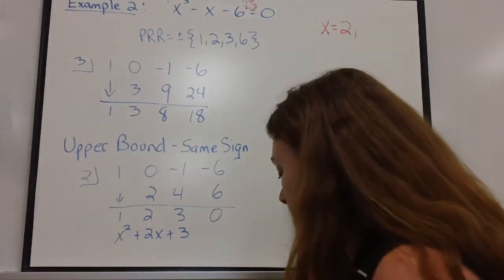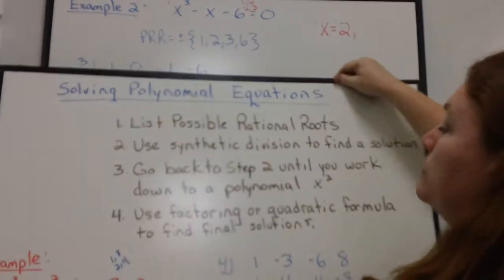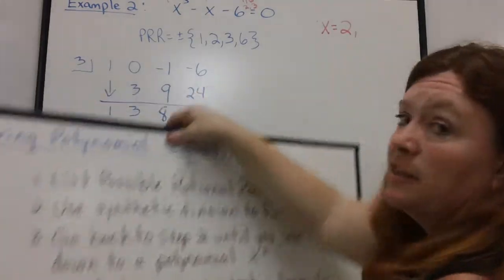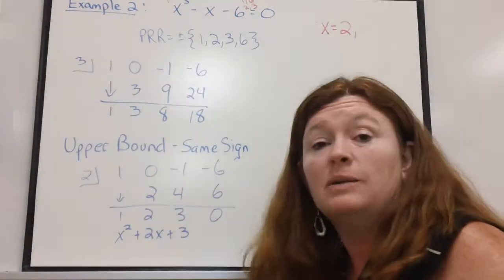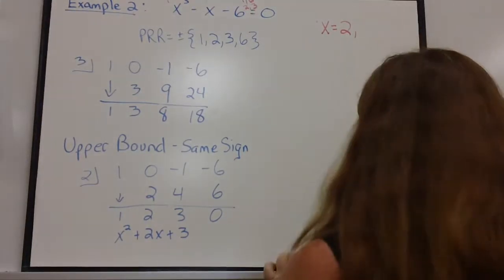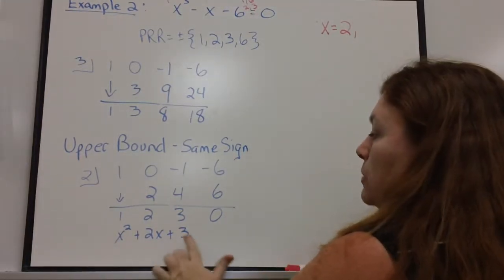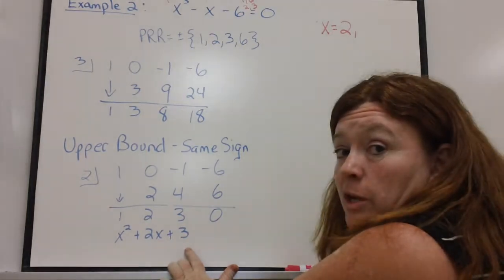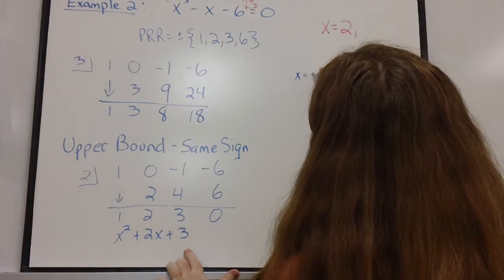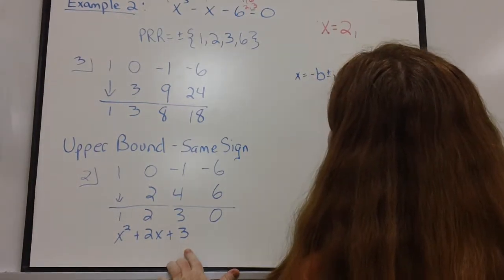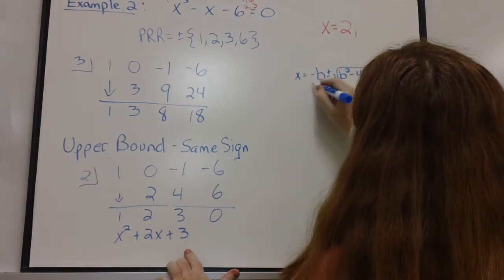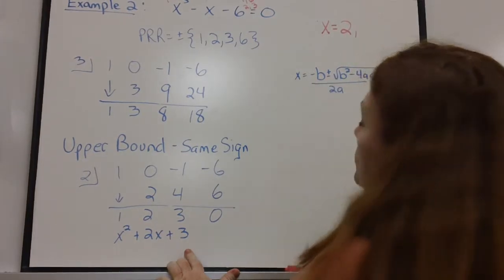So, let's go back to this and see. Use factoring or the quadratic formula to find the final solutions. Factoring didn't work. I've got to use the quadratic formula. So let's go over here and take x squared plus 2x plus 3 and put it into the quadratic formula. If you remember it, x equals negative b plus or minus the square root of b squared minus 4ac, all over 2a.